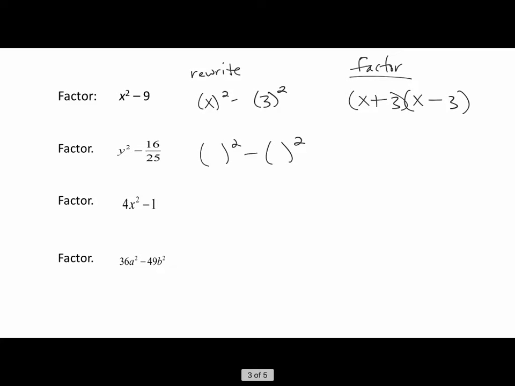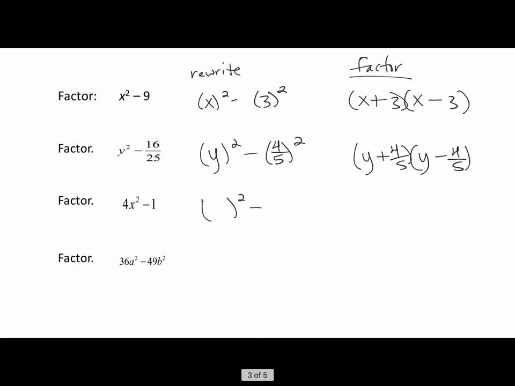Okay, our next example, can we rewrite this as a difference of two perfect squares? So y squared is y squared, and 16 is the square of 4, and 25 is the square of 5. So yes, this is the difference of two perfect squares. So we will have the sum and difference factors of y and 4/5.